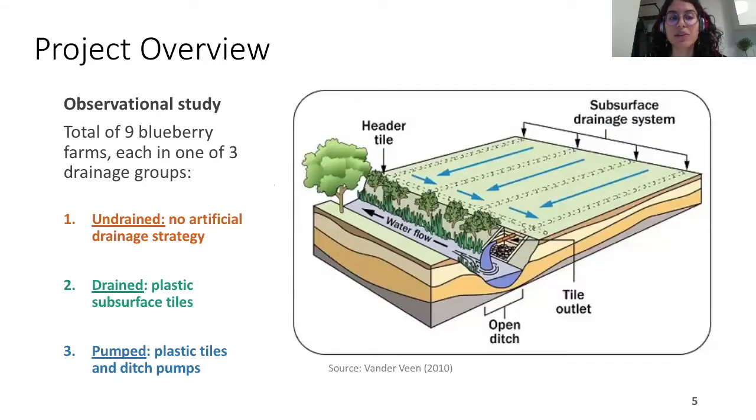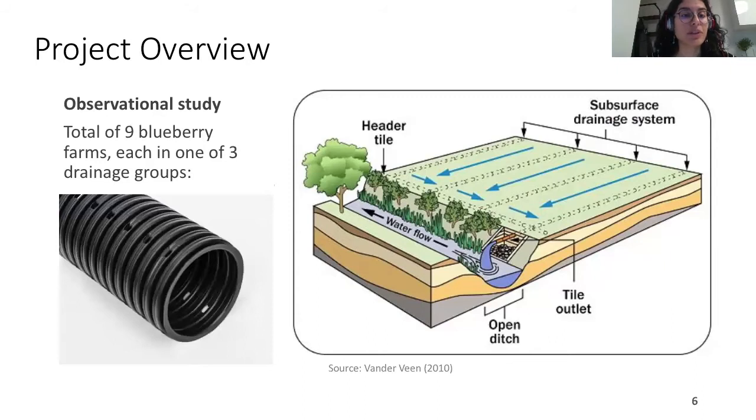So to answer these questions, I conducted an observational study, including a total of 9 blueberry farms, each in one of 3 drainage groups. In the undrained group, farms had no artificial drainage strategy. They mostly relied on natural soil drainage. Fields in the drained group had plastic subsurface tiles installed, and then fields in the pumped group had plastic tiles in addition to ditch pumps.